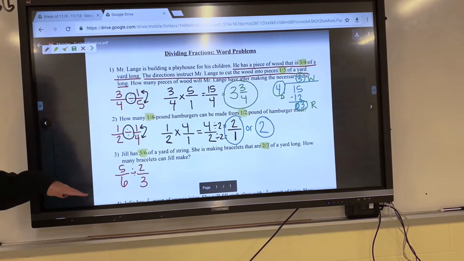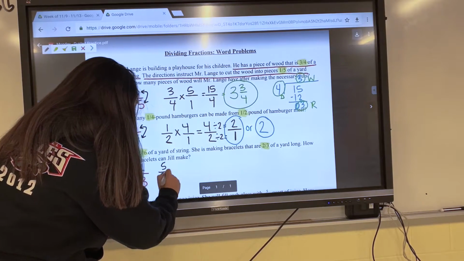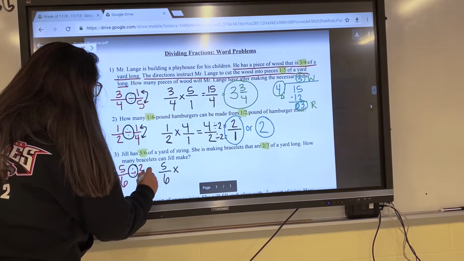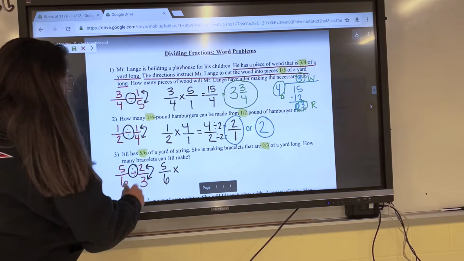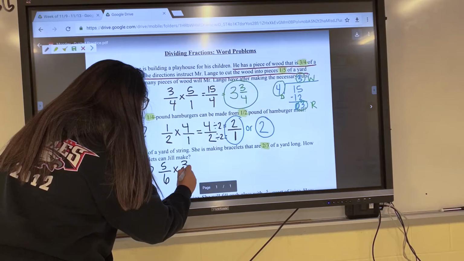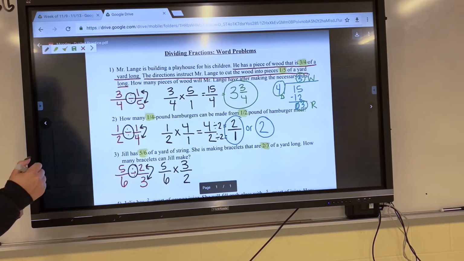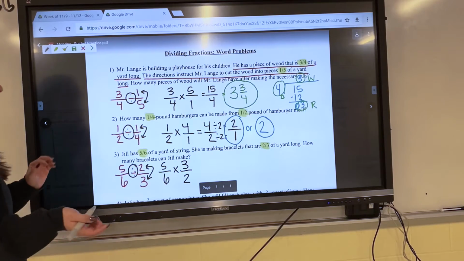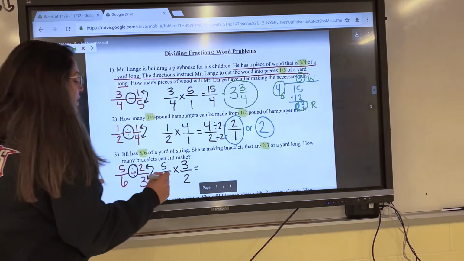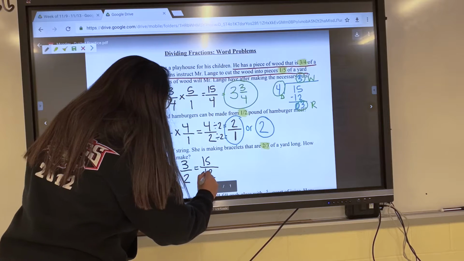Just like in the last problems, my first number doesn't change. So this stays 5/6. I change my division to multiplication, and then I multiply by the reciprocal. Remember, the reciprocal is just us flipping the fraction. So this is 3/2. And then now I can just go ahead and multiply. 5 times 3 is 15. 6 times 2 is 12.